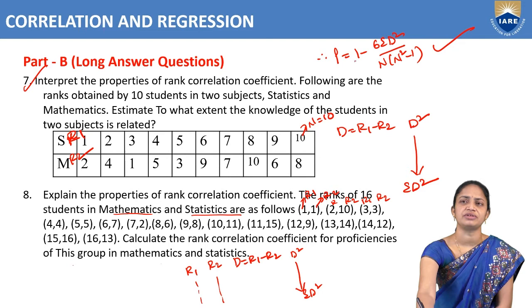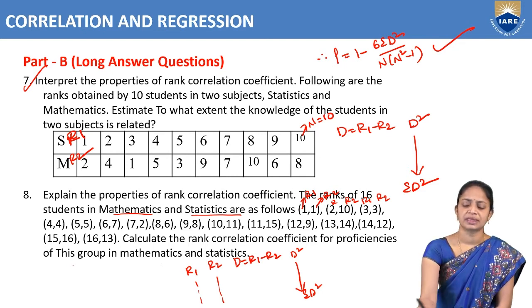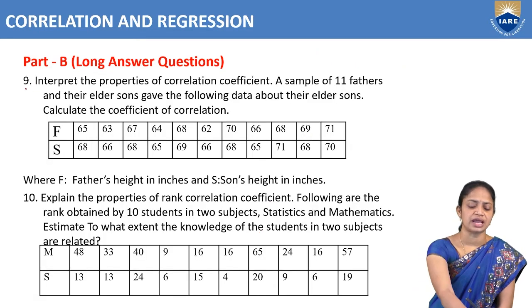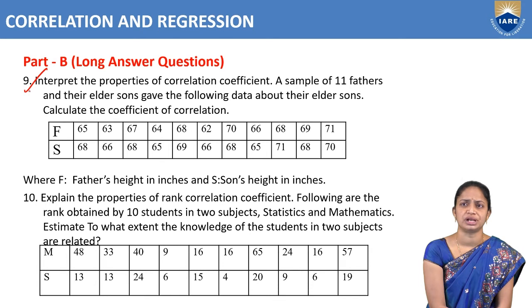So the same formula we have to use here also: rho equal to 1 minus 6 sigma D square by n into n square minus 1. Now coming to the ninth question, interpret the properties of correlation coefficient. The properties we know: -1 less than or equal to r less than or equal to 1.